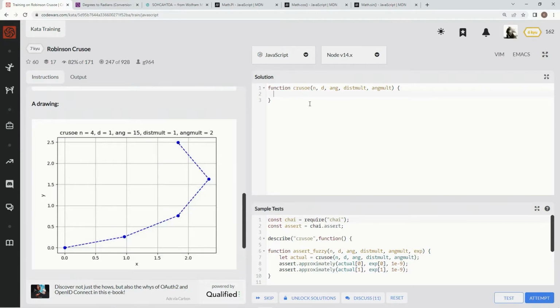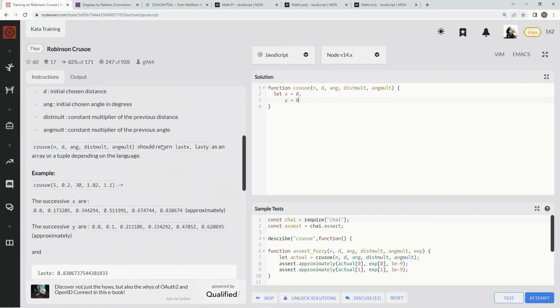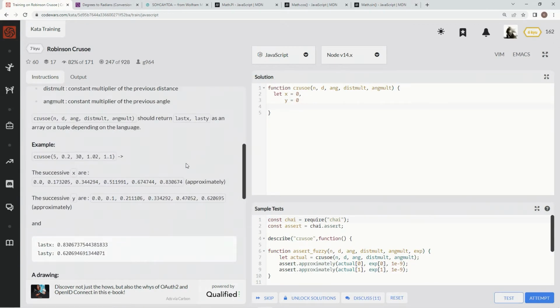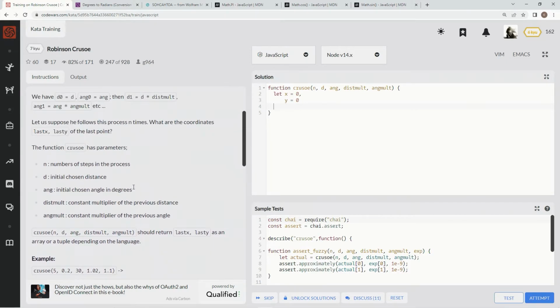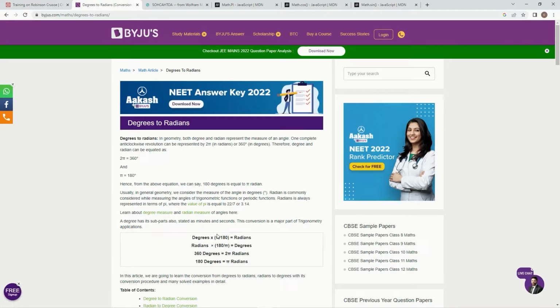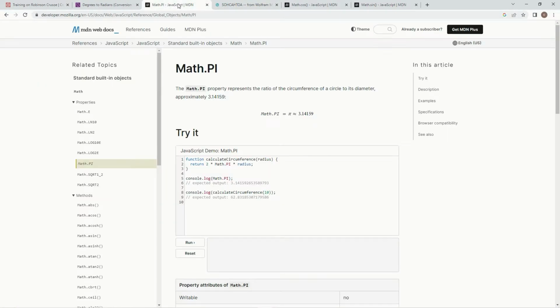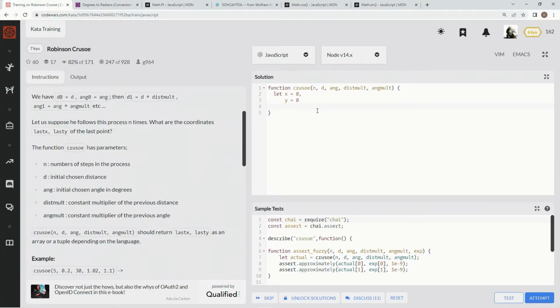First thing we're going to do is declare some variables. We're going to let x equal 0, and we're going to let y equal 0, because that's what we're starting from, 0, 0. Now we have to turn these degrees into radians, because we can't do math with degrees. So degrees to radians is going to be degrees times pi over 180. And that's where we're going to use Math.PI, which just puts pi into the program.